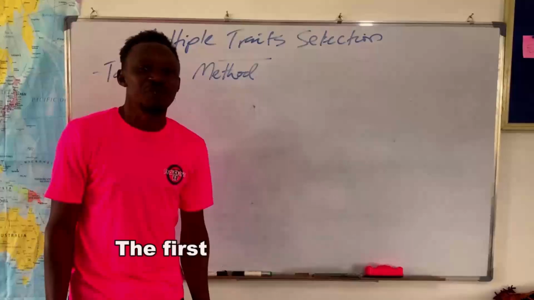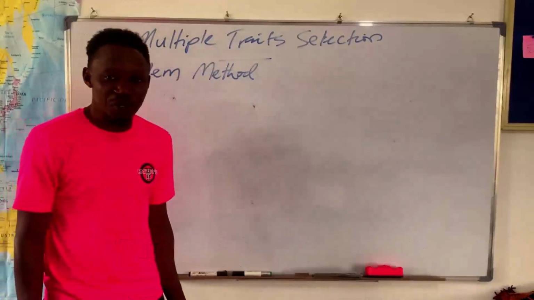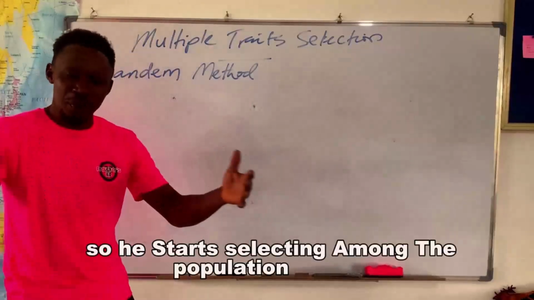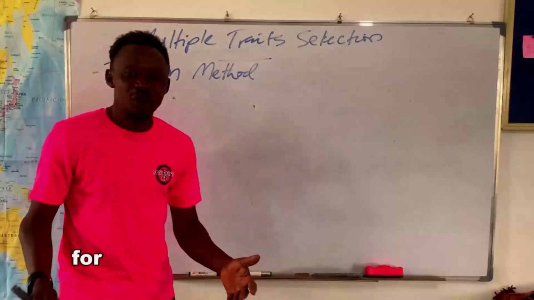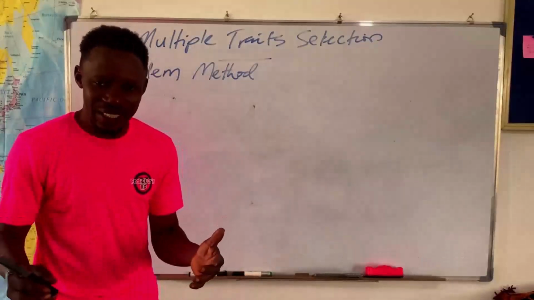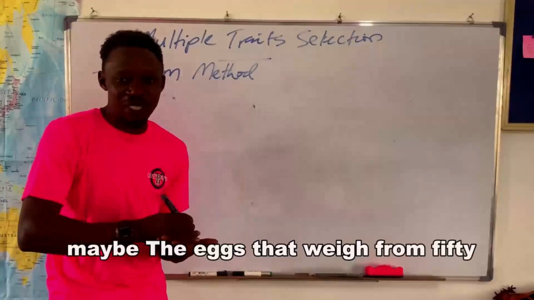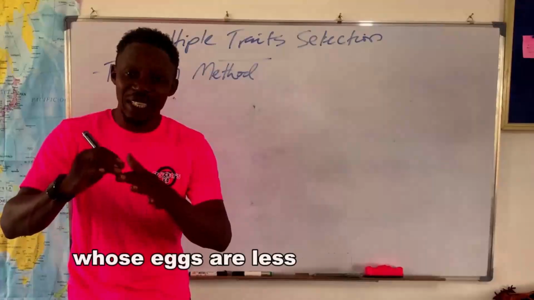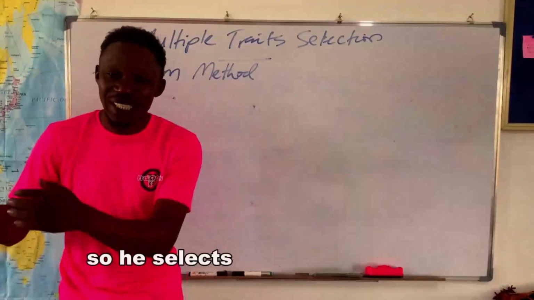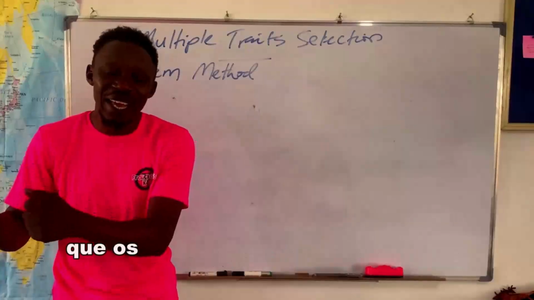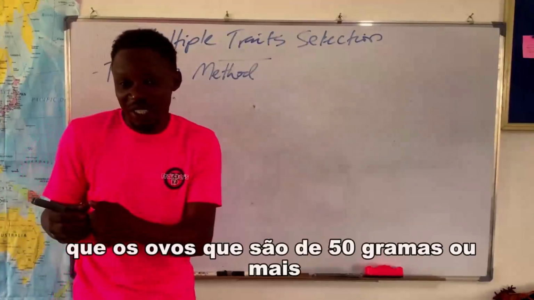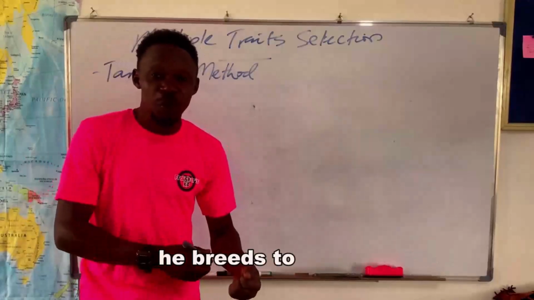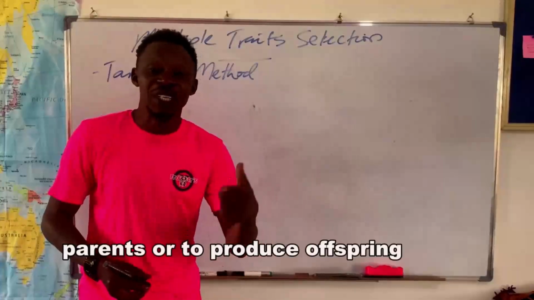All right. So the first thing the farmer is interested in improving, or the breeder, is the size of the eggs. So he starts selecting among the population of hens that he has for those that are laying sizable eggs. Maybe the eggs that weigh from 50 grams and above. So all those chickens or hens whose eggs are less than 50 grams, he discards them. So he selects only those that lay eggs that are 50 grams upwards for breeding. So they are the only ones he breeds. He breeds to produce offspring for the next generation.